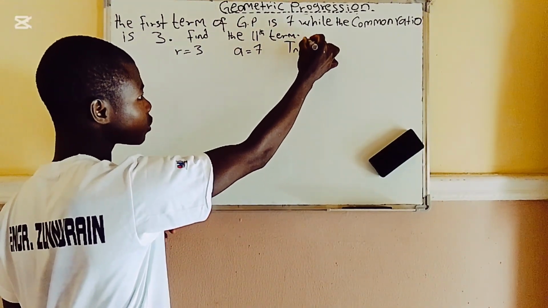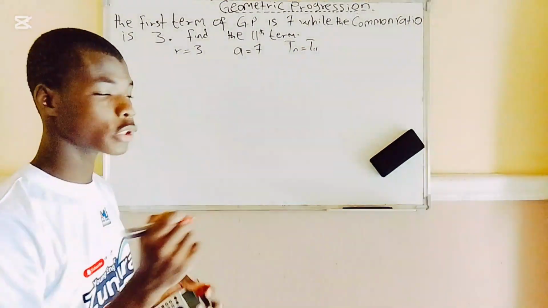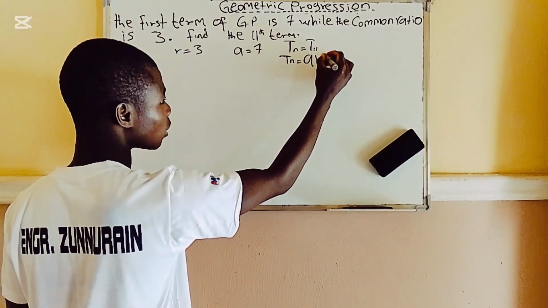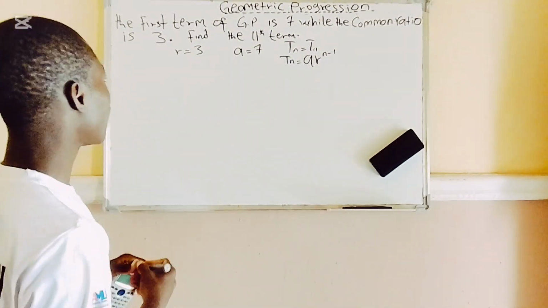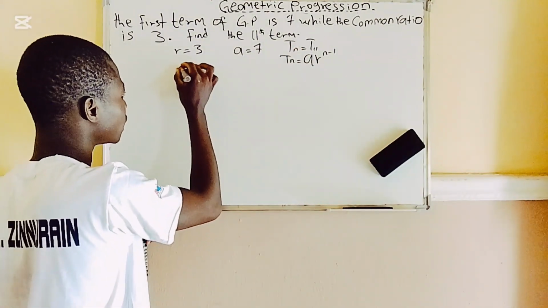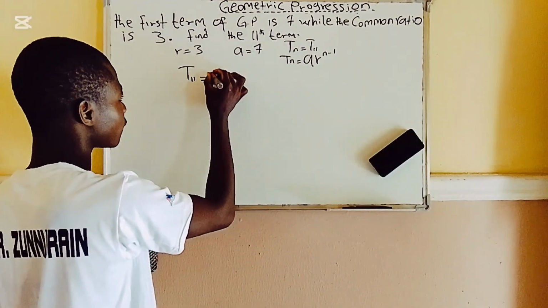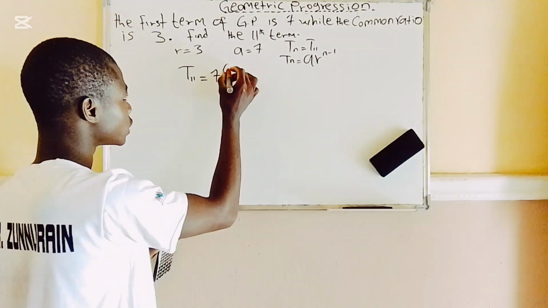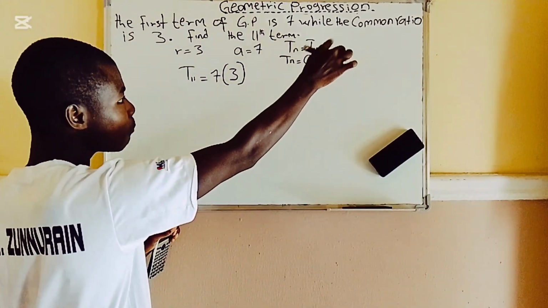Find the 11th term, which is T of n, T of 11. The general formula for geometric progression is T of n equals A times the common ratio R raised to the power of n minus 1. As you can see, the question is straightforward. We have T of 11. T of 11 will be equal to the first term, which is 7, multiplied by R, the common ratio, which is 3, raised to the power of n minus 1.